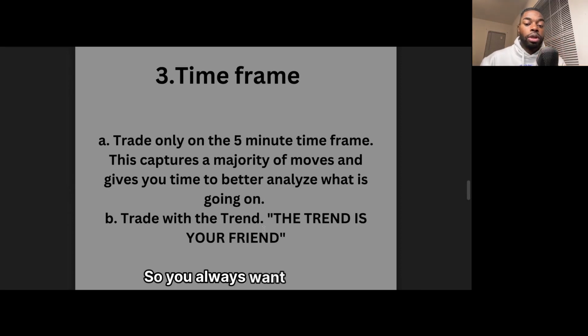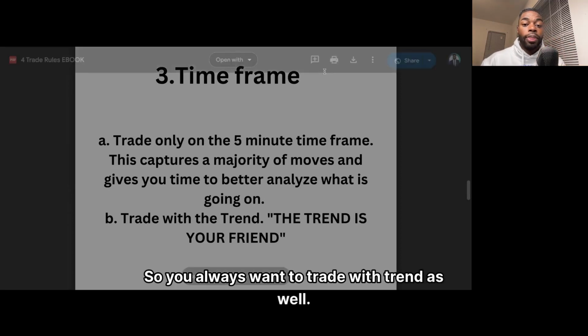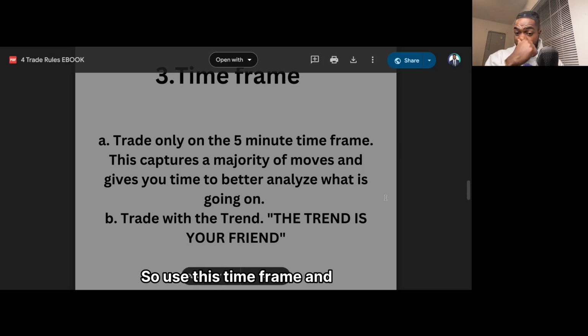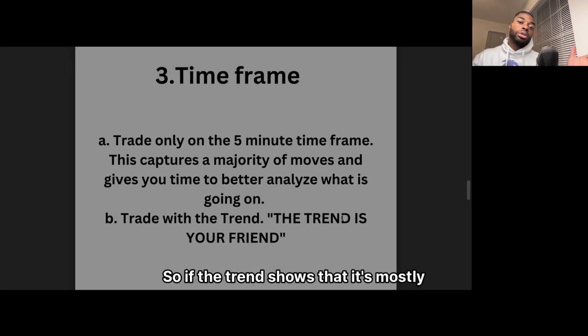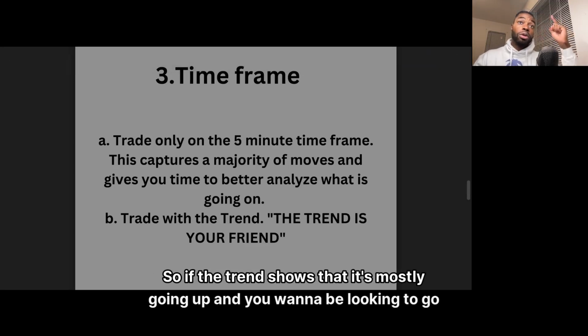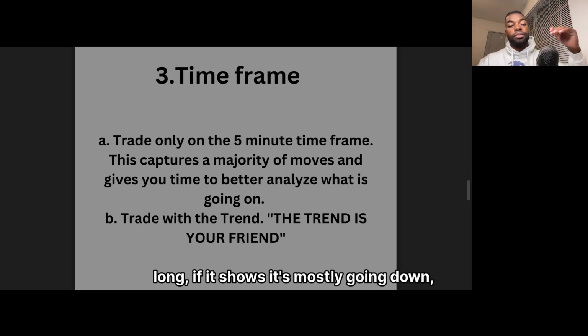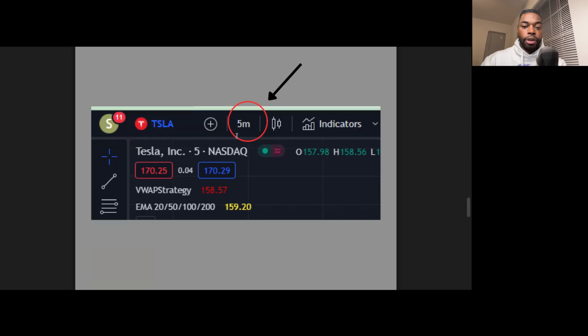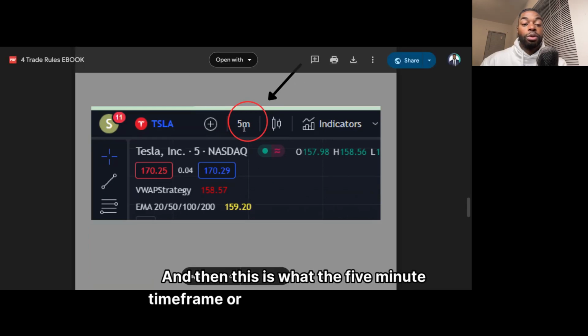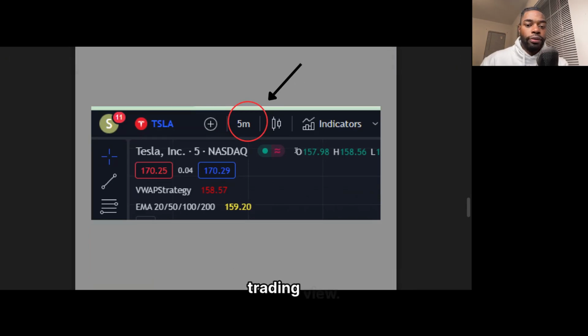So you always want to trade with trend as well. So use this time frame and then trade with trend. The trend is your friend. So if the trend shows that it's mostly going up, then you want to be looking to go long. If it shows it's mostly going down, you want to be looking to short. And then this is what the 5-minute time frame or the time frames look like on TradingView.